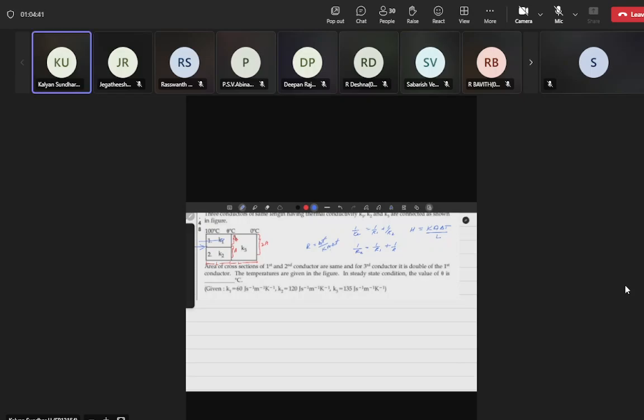Changing temperature. That also you can do, sir. I will be equal to I1 plus I2. I mean, current will be equal to K1 A del T by L plus K2 A del T by L. That also you can take. So you are getting it as 23, yeah? You, sir?